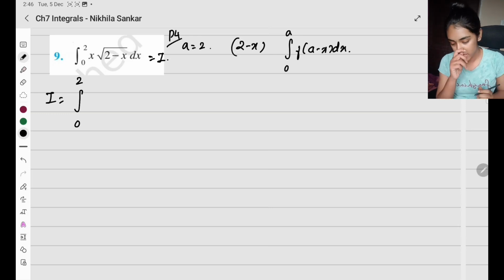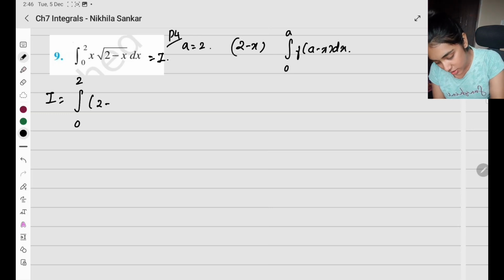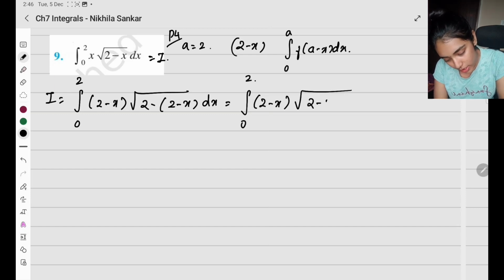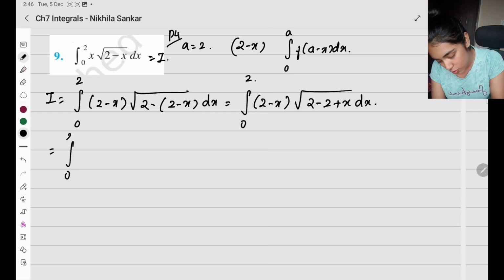Okay. So this is going to be 2 minus x, square root of 2 minus (2 minus x), times dx. Similar to question number 7. So 2 minus x, square root of 2 minus 2 plus x, times dx. So this is 0 to 2, 2 minus x, square root of 2, and the 2 gets cancelled. I have square root of x. So square root of x can be written as x to the power half times dx.